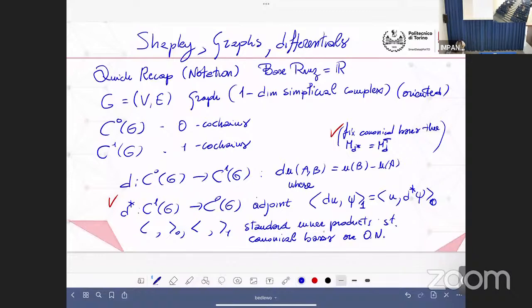Simply, we put ourselves in a very simple setting. We take the graph that I just described. This is a general graph. And we use very plain things with R, usual canonical bases and inner products such that this is orthonormal, so Euclidean, everything very simple. So that if you go with bases and matrices, D and D star are simply D and the transpose.